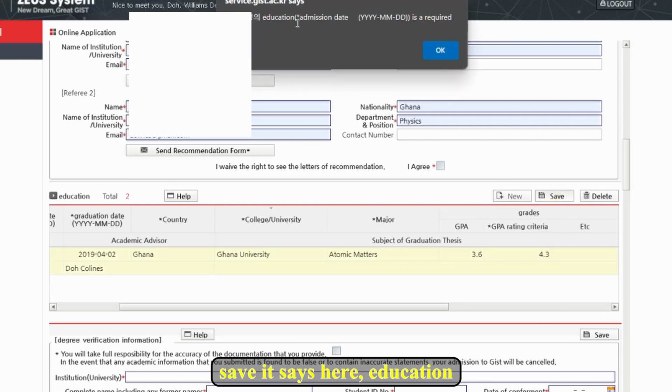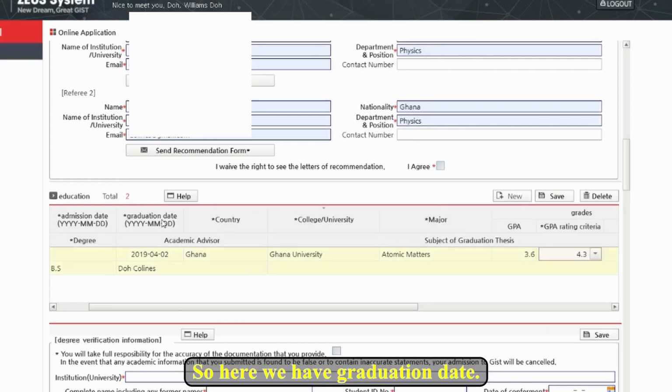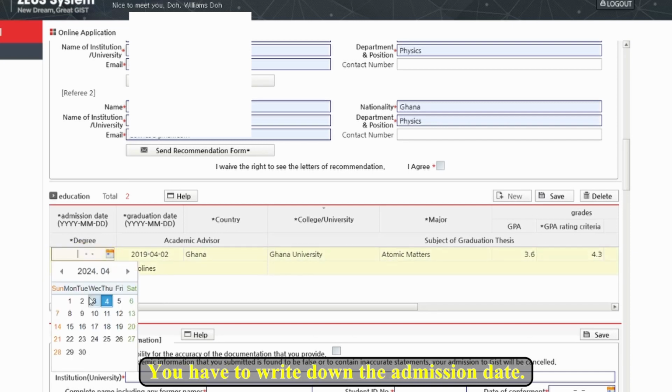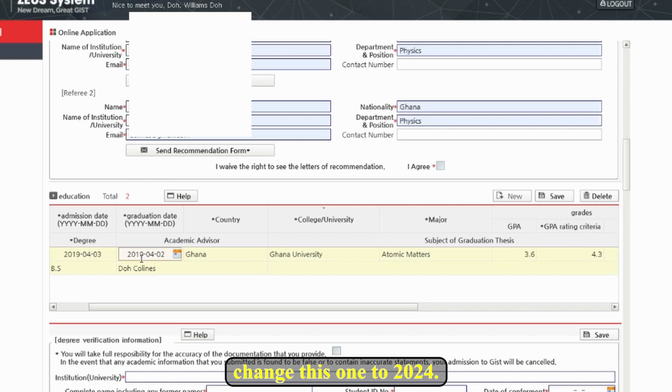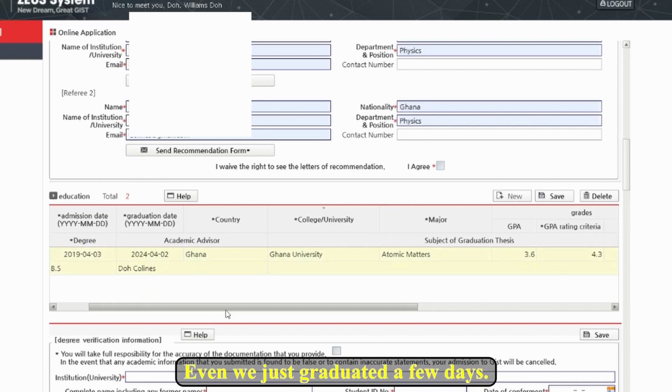It says here education admission date is required, so whenever there's an error it will tell you. So here we have graduation date. We did not write down admission date. We have to write down the admission date. It is the admission date that is supposed to be 2019 actually. Sorry. Okay, so we will go here and then change this one to 2024 even. We just graduated a few days behind.